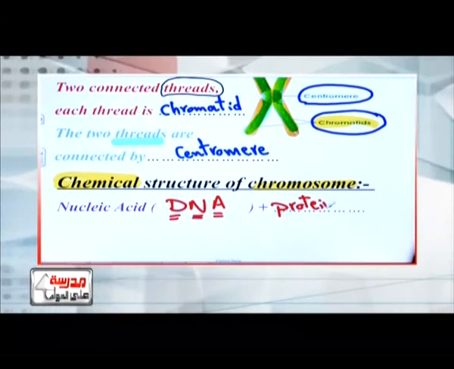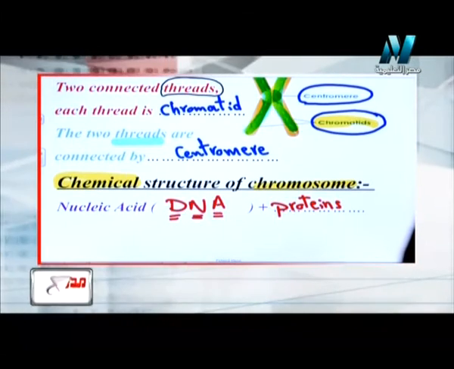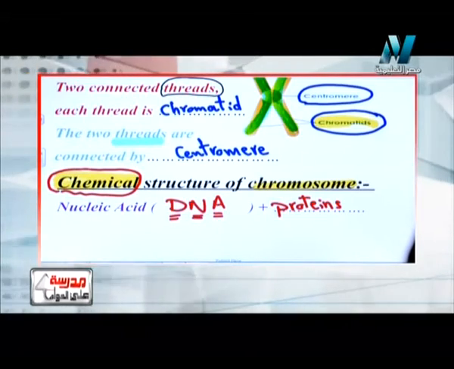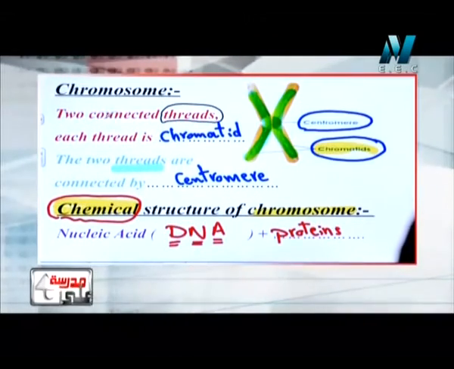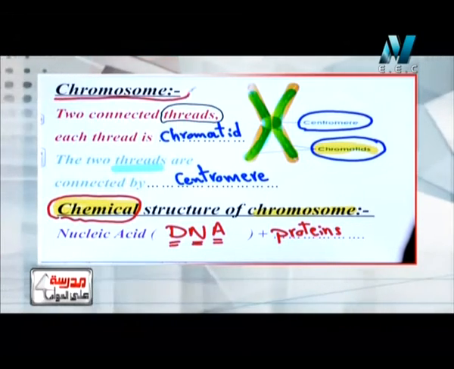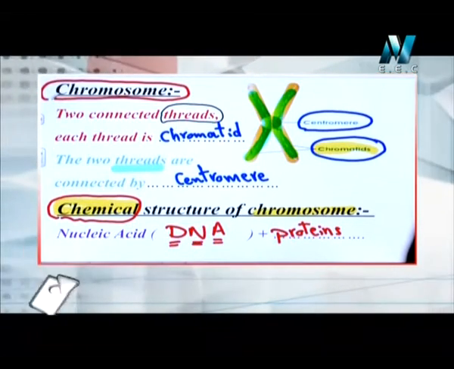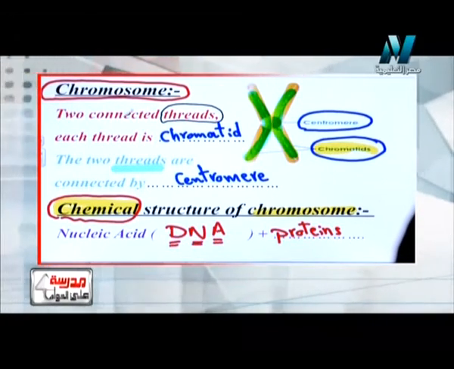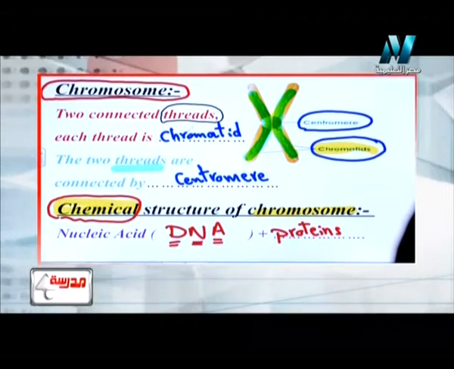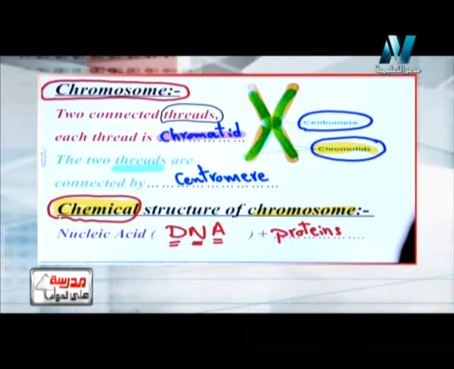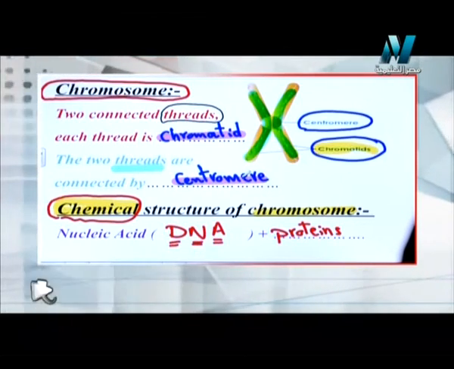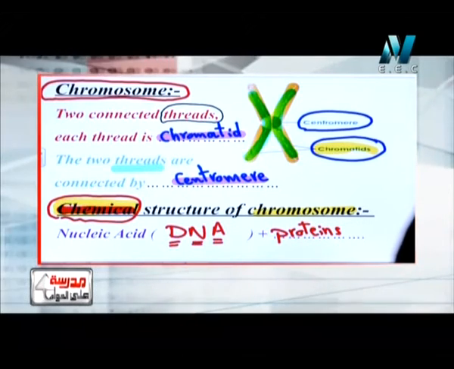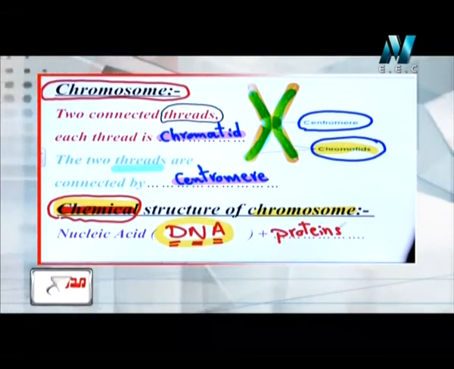Plus proteins. So here, if we talk about the chemical structure of a chromosome, it differs from when we talk about the structure of a chromosome. When we talk about the chromosome as consisting of, as we know here, two chromatids and one centromere. But if we talk about the chemical structure, we talk about DNA plus protein.